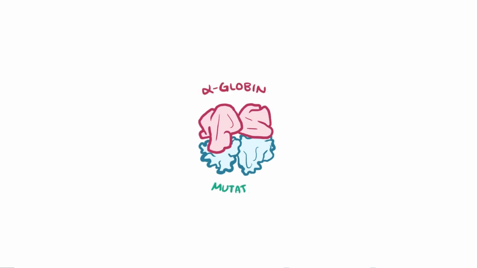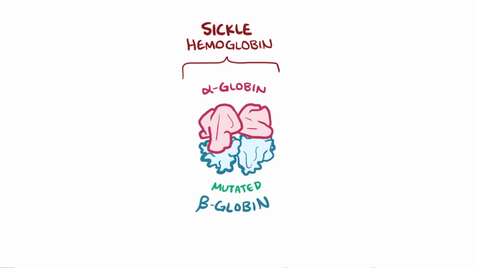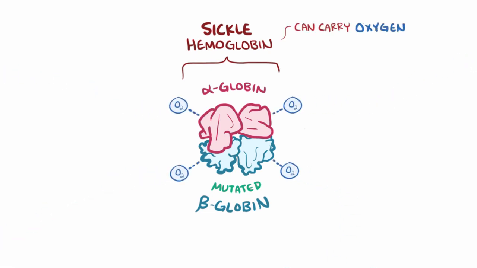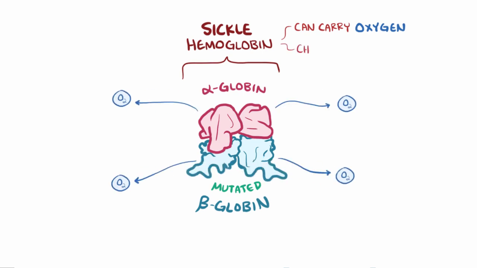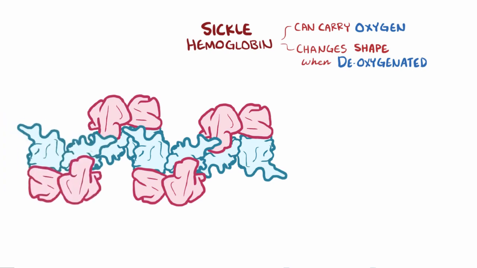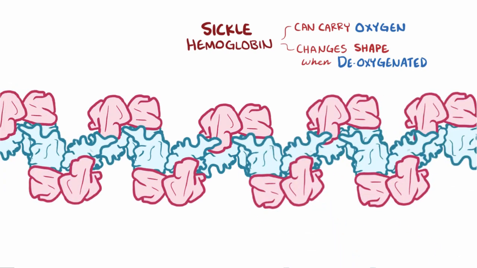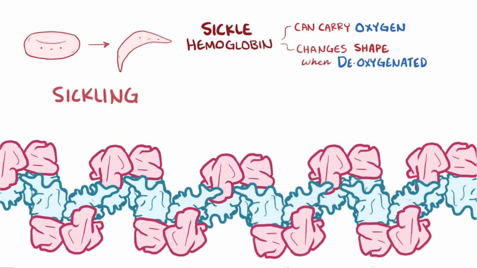A hemoglobin tetramer with two alpha globin and two mutated beta globin proteins is called sickle hemoglobin, or HbS. HbS carries oxygen perfectly well, but when it's deoxygenated, HbS changes its shape, which allows it to aggregate with other HbS proteins and form long polymers that distort the red blood cell into a crescent shape, a process called sickling.